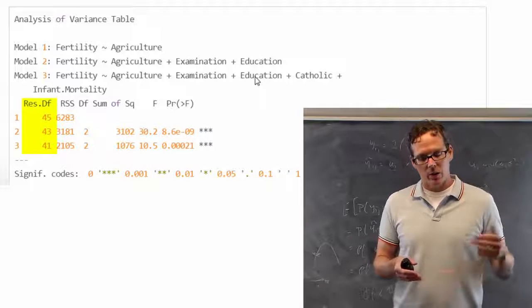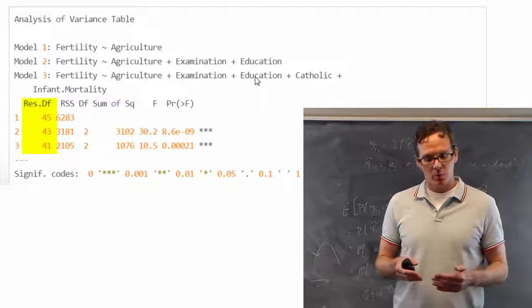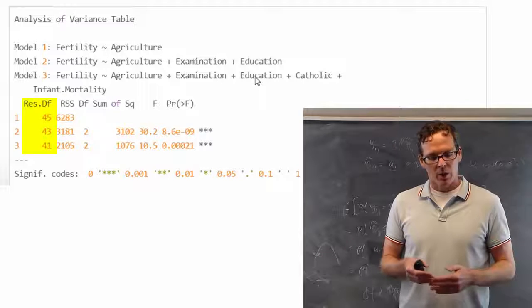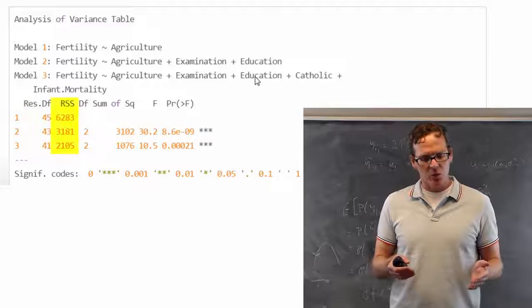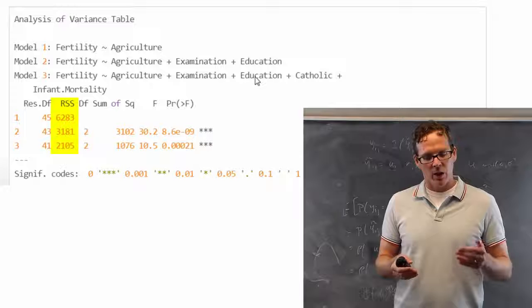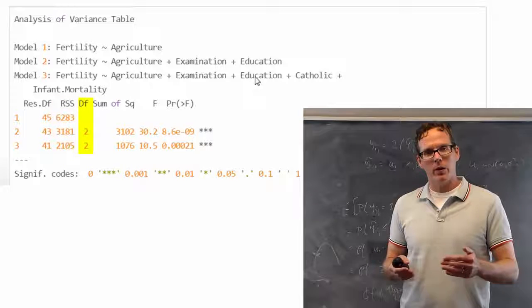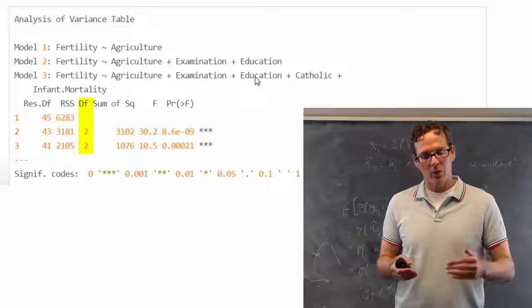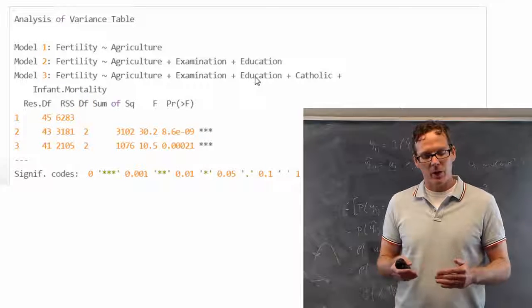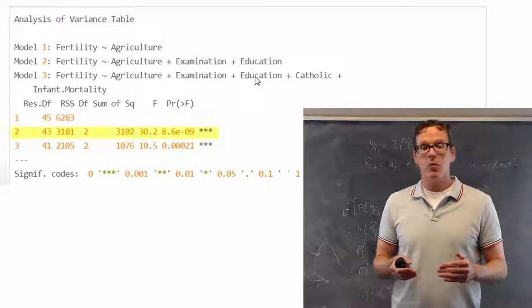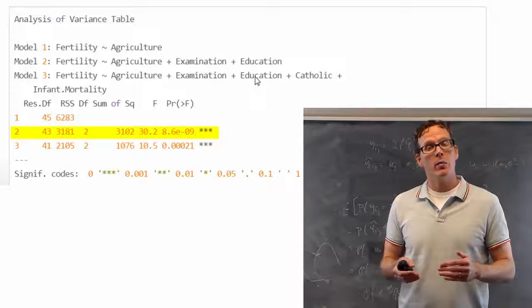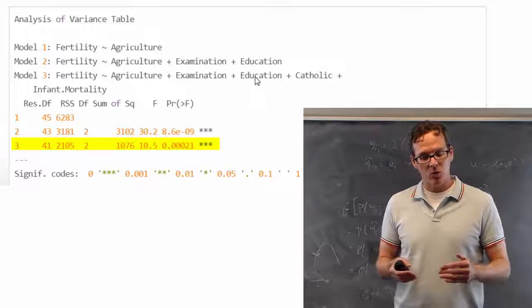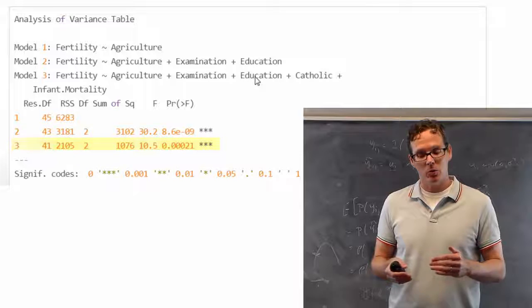That's the number of data points minus the number of parameters that it had to fit. The sums of squares, the residual sums of squares, and then the excess degrees of freedom, DF, of going from model 1 to model 2 and then model 2 to model 3. So we added 2 parameters in going from model 1 to model 2, that's why that DF is 2. And then we added 2 additional parameters going from model 2 to model 3.